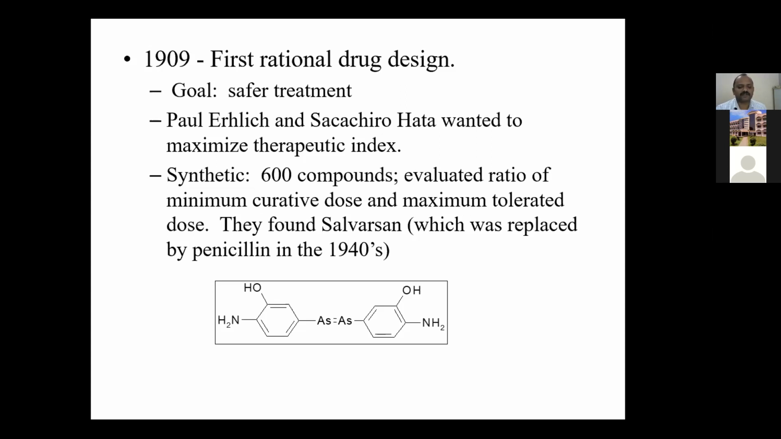Okay, so then, as you all know, this salvarsan, which had been used as an anti-infective at that particular point of time, was then replaced with penicillin in the year 1940. So Alexander Fleming discovered penicillin, and that replaced this salvarsan in the year 1940.